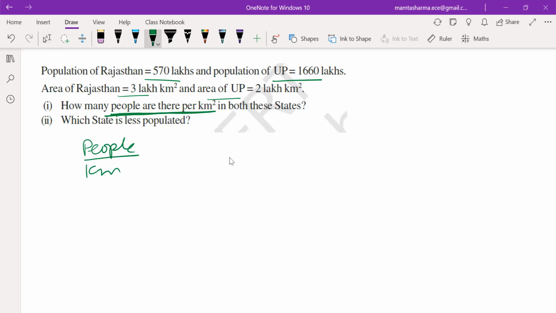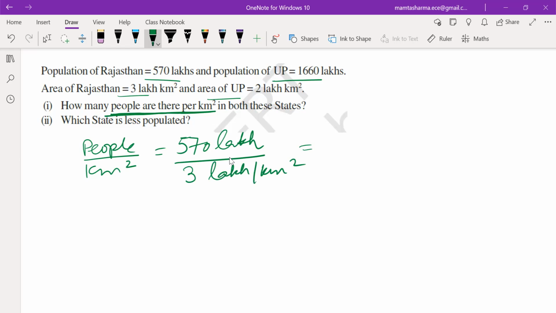For Rajasthan, the number of people is 570 lakh. Lakh means 100,000. Keep it as lakh only, because the area is in lakh per kilometer square. The area of Rajasthan is 3 lakh per kilometer square. So now you can take the ratio. You can solve it. This lakh will get cancelled out.